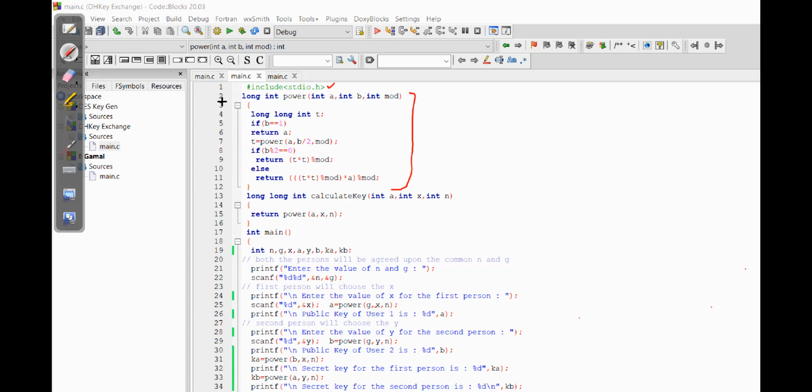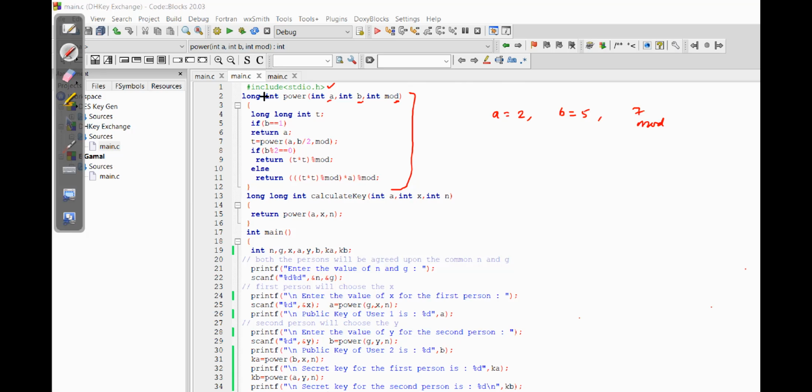Say for example, suppose I'm declaring three variables, long int. You can use int, float, whatever depends upon your application: a, b, and mod. For example, my alpha value, which is my a value, let's assume is 2, and my b value is equal to 5, followed by my mod value. For simplification, I'm taking my mod value as 7.